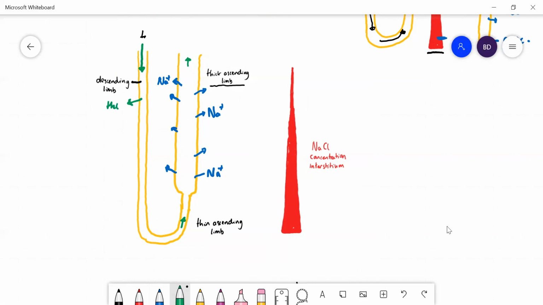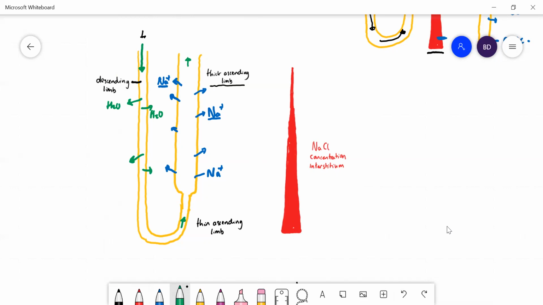And in actual fact, the water is going to pass out of the descending limb. Why is it going to do that? Well, what can we say about the concentration of sodium here in the interstitium? It's quite high because the thick ascending limb is actively transporting, pumping it out. So water will leave the descending limb, and it's going to leave the descending limb all the way down. You're going to get water coming out of this.